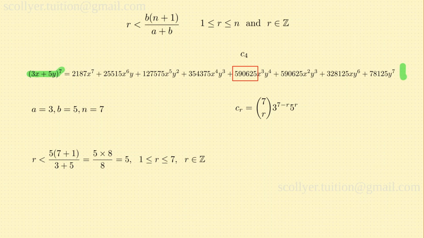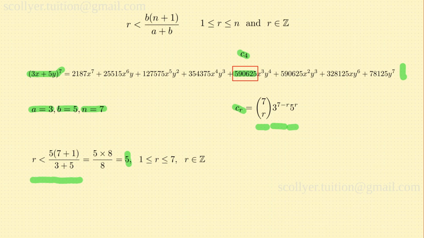The largest coefficient is 590,625, which is c sub 4. In this case, a equals 3, b equals 5, n equals 7, and the general coefficient c sub r is 7 choose r times 3 to the 7 minus r times 5 to the r. And so with those values for a, b, and n, the inequality for r becomes r is less than 5 times 7 plus 1 over 3 plus 5, which reduces to 5.